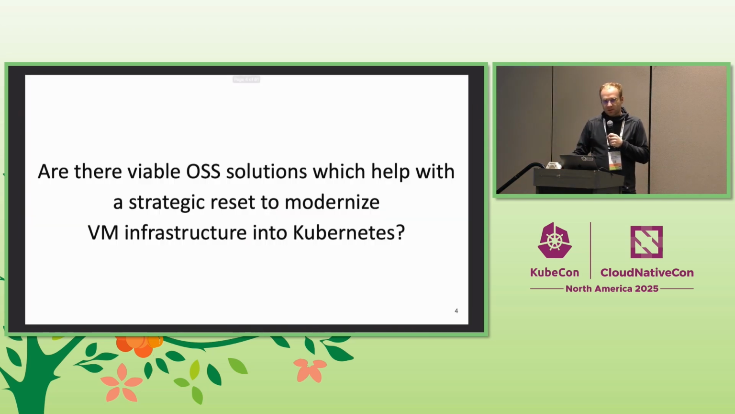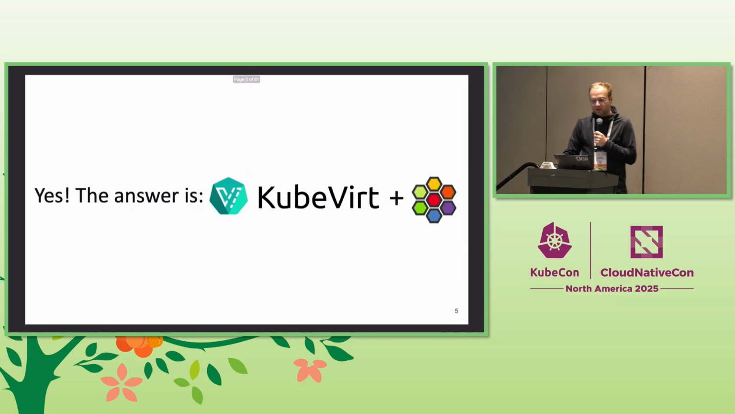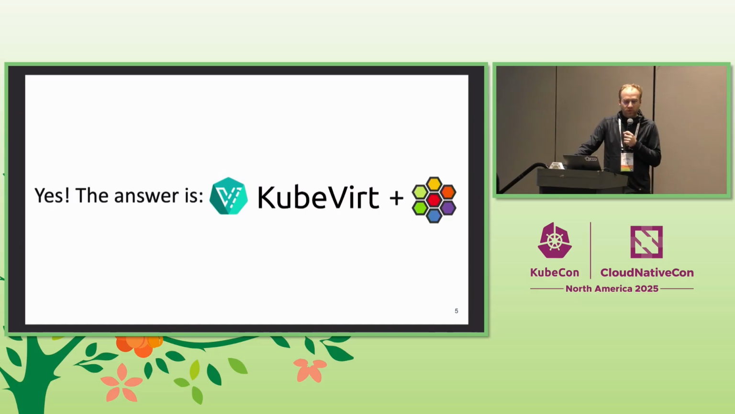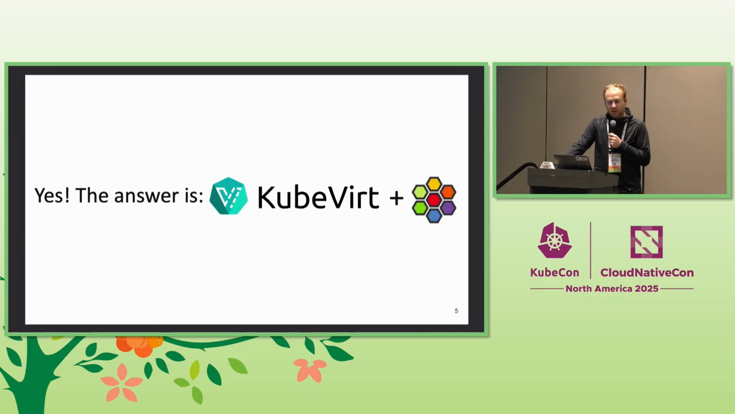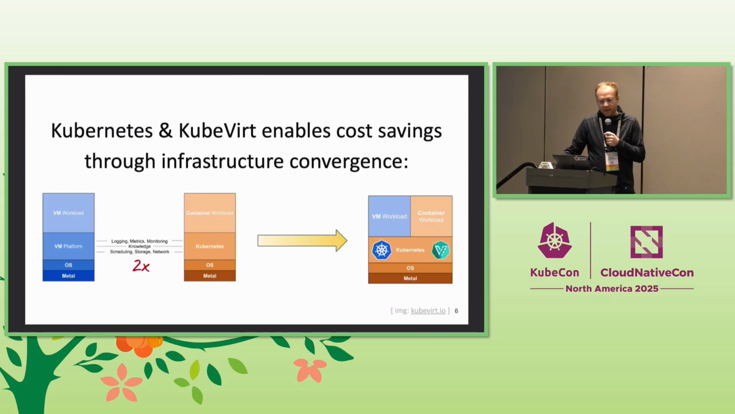And the question is, are there any viable OSS solutions to help with that strategic reset, to move the VM infrastructure into Kubernetes? And we think the answer is yes, that is KubeVirt, together with Cilium to help with the networking. And throughout this talk, I will detail why that is.